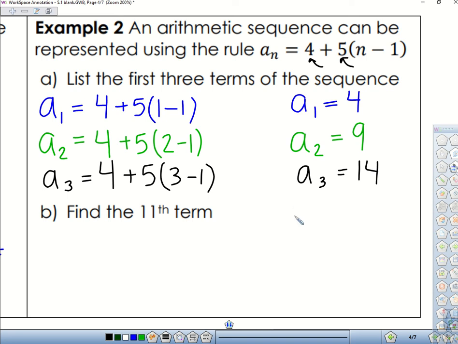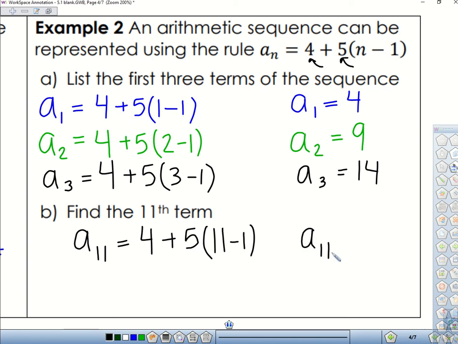So now that we've done that, let's go ahead and find the 11th term. So we're going to just use the same exact formula, and we're just going to plug in 11 for n. And we get 54. So, pretty straightforward, I think. What do you guys think?